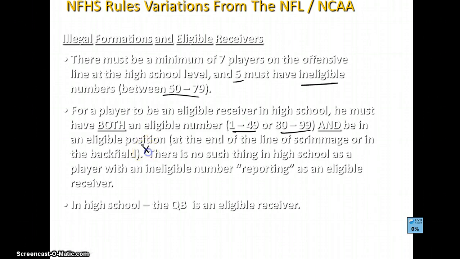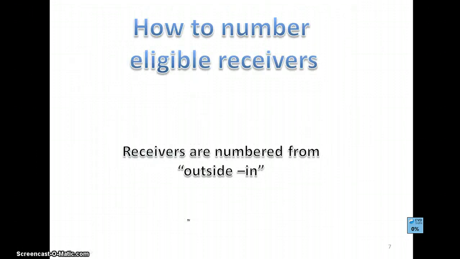Take a look at this, which is important because there is no such thing in high school as a player reporting in with an ineligible number and reporting as an eligible receiver. That does not happen in high school. Also, as we're going to see from time to time, the quarterback can be an eligible receiver, and we have to make some accommodations for him too.